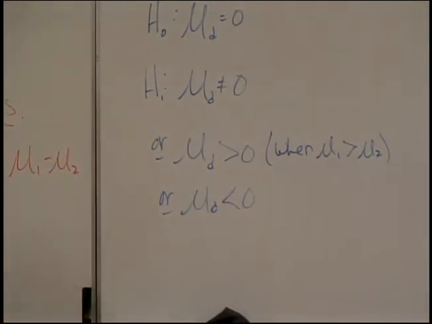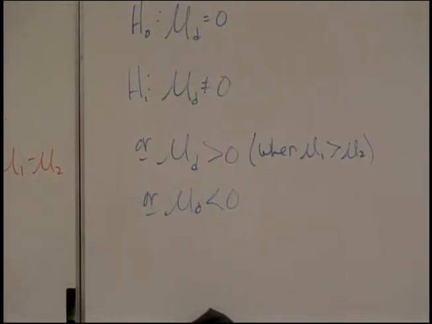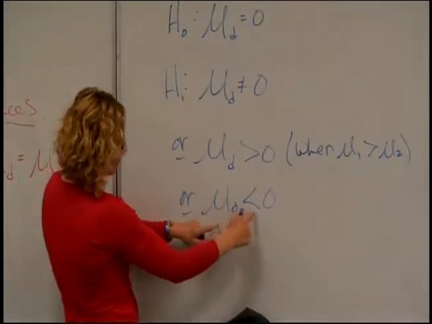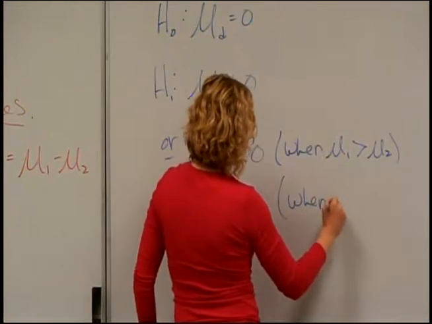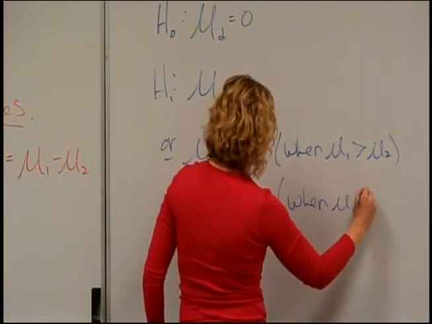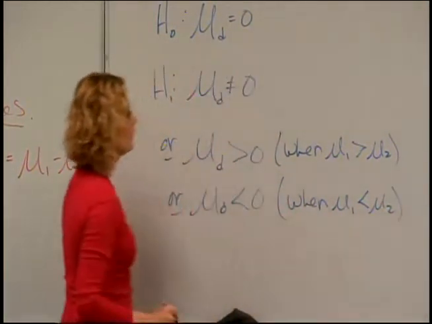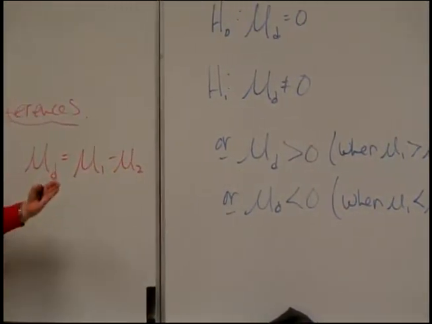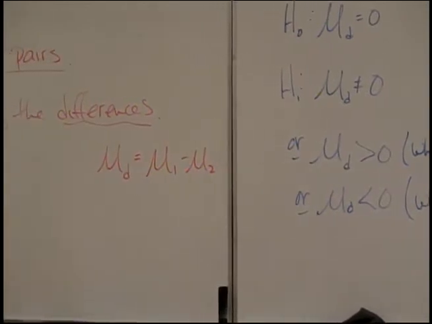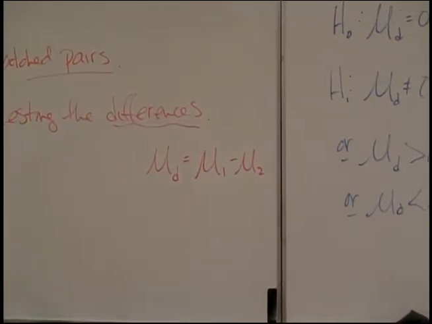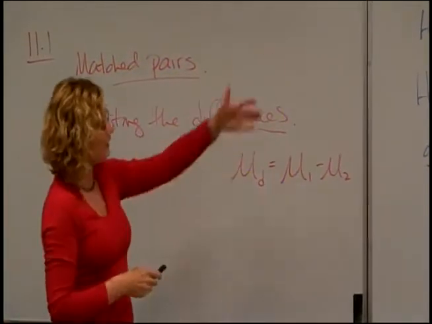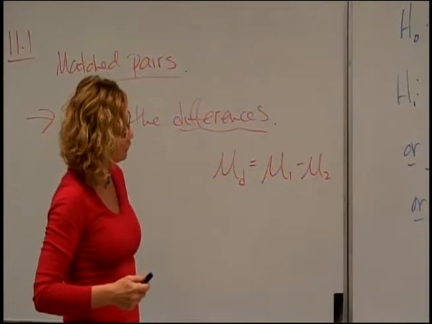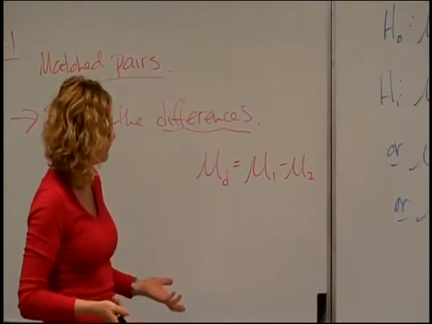So consequently, if you take a smaller minus bigger, what kind of number? Negative. Perfect. So if you've got mu d less than 0, it means mu1 is less than mu2. Because again, you're looking for that difference, meaning just subtraction. You guys with me? Good. So you still have the three types of alternative hypotheses. They still determine the type of test.